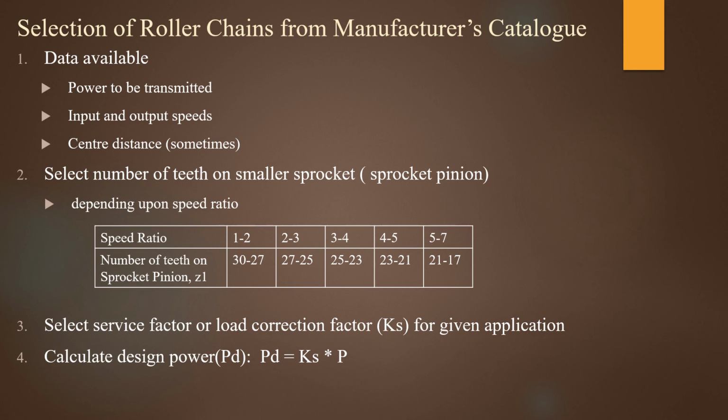Next, the third step is to select the service factor or load correction factor, denoted by KS, for the given application. And the next step is to calculate the design power, that is capital PD, which is calculated as the service factor or load correction factor times the given power, capital P.